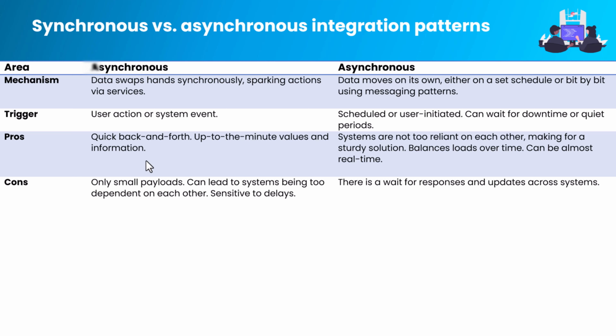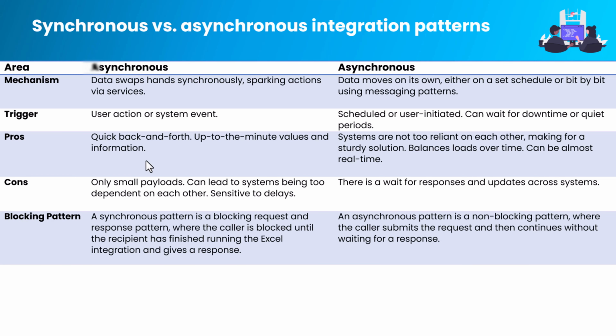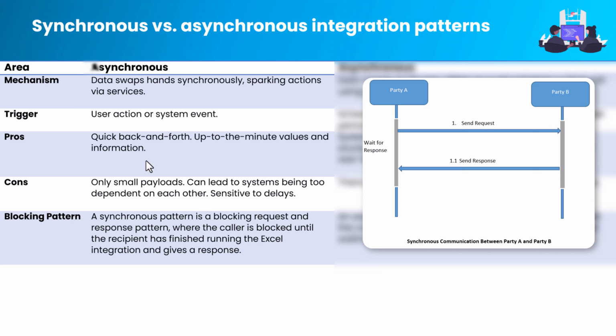Now let's talk about another point, the blocking pattern. In case of synchronous integration, the pattern is a blocking request and response pattern where the caller is blocked until the recipient has finished running the integration and gives a response. What does it actually mean? It means that in the synchronous blocking pattern, the system waits, or is blocked, until the process is completed before moving on to the next task. This is essential when the next task depends on the immediate result of the current one.